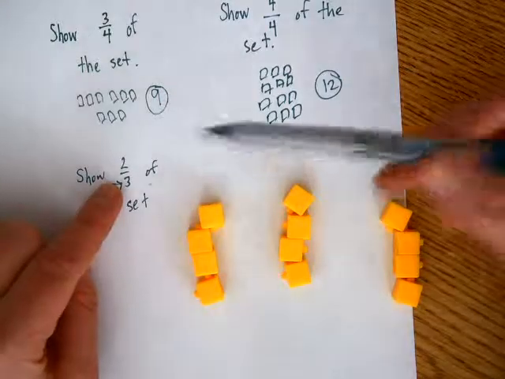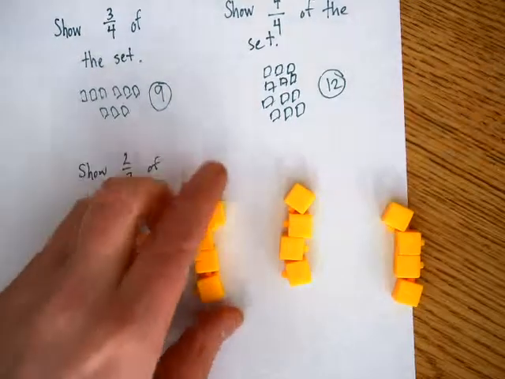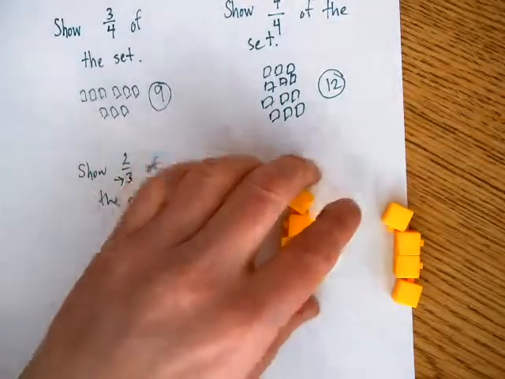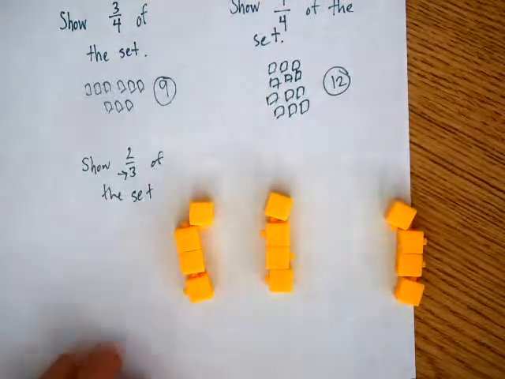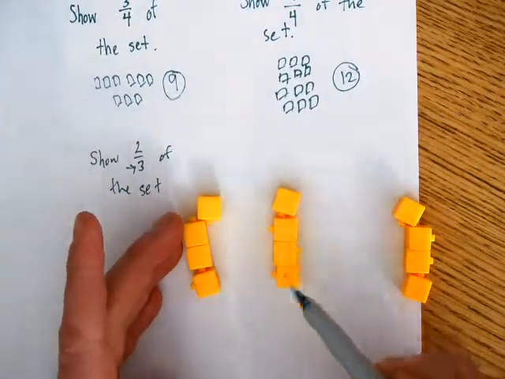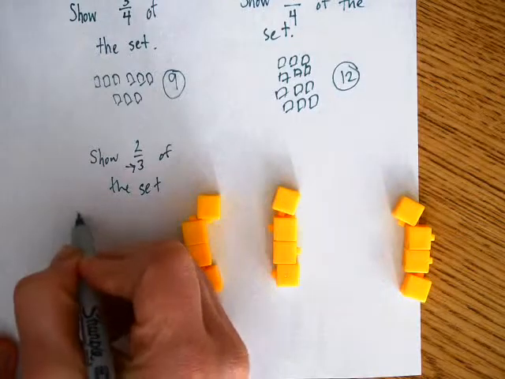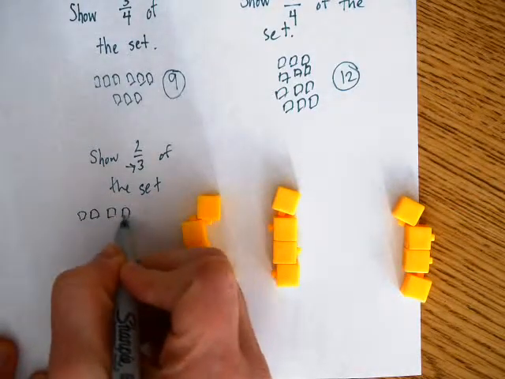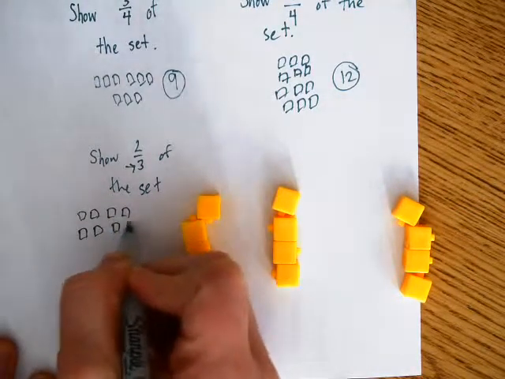Now this wants me to show 2/3 of the set. So I would count, here's 1/3, here's 2/3. You see I have 1, 2, 3, 4, 5, 6, 7, 8 cubes. Okay, and I can draw 8. And then I would say 8.